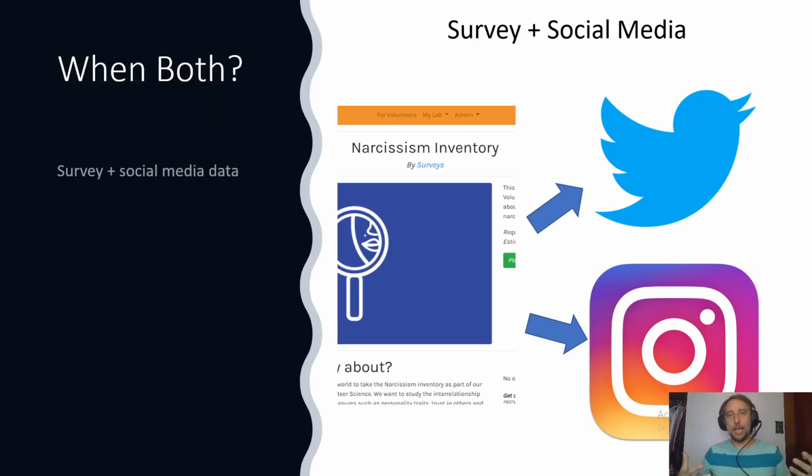Okay, so a couple of use cases when you would try to use social media data with volunteer science experiments. One is when you have a survey and you want to see how that predicts different behaviors on different platforms. So there's a narcissism inventory on volunteer science, and say you want to see, do people who are more narcissistic tweet more about themselves on Twitter or post more selfies on Instagram, just as an example.